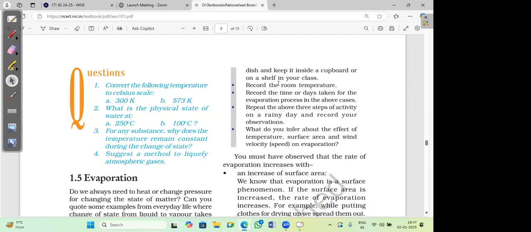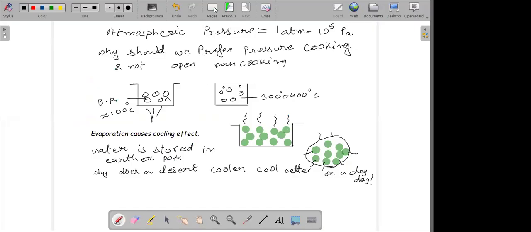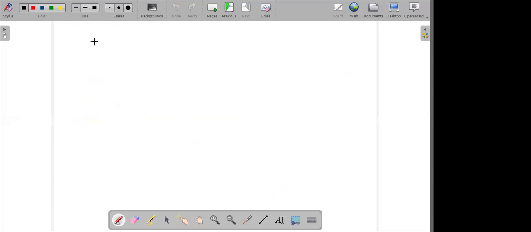Now the next topic is conversion of temperature. To convert degree Celsius temperature to Kelvin, there are different temperature scales which have been used. You can use a temperature scale like this. We know that 0 degree Celsius is the same as 273 Kelvin, and 100 degree Celsius is equal to 373 Kelvin.